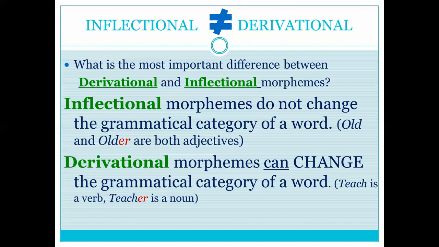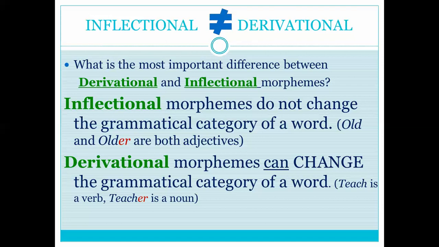So the most important thing to remember, and of course, whenever you're told the most important thing, you know that you really should remember this. Inflectional morphemes do not change the actual category. They keep it as is. If it was an adjective once, it will still be an adjective when it's an inflectional morpheme. The ER being added here at the end, which all inflectional morphemes in English always are added to the end, is an inflectional morpheme, and it does not change its meaning.